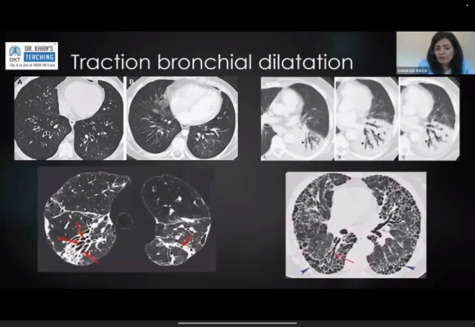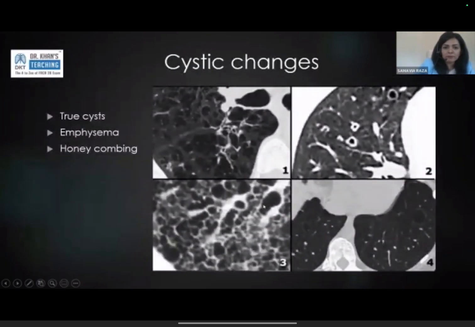When that consolidation resolves, you would see that the bronchi go back to normal. So within active infection, within active inflammation, you can see dilated bronchi, and you can't label that as a permanent change. You can't label that as ILD or primary bronchiectasis within active consolidation, was the point I was trying to make.